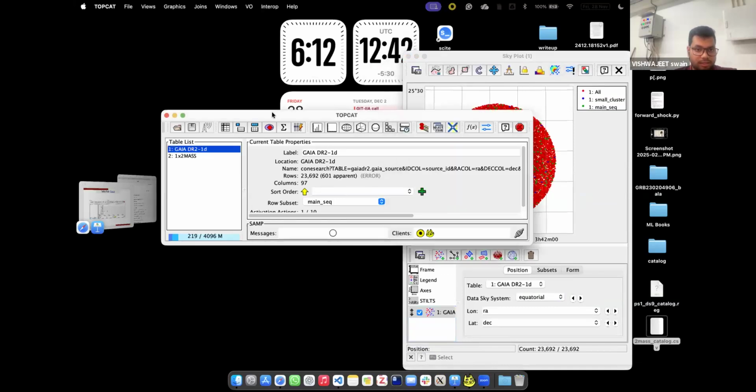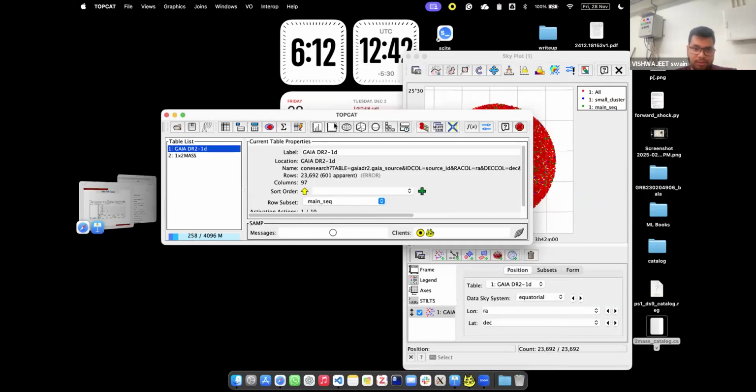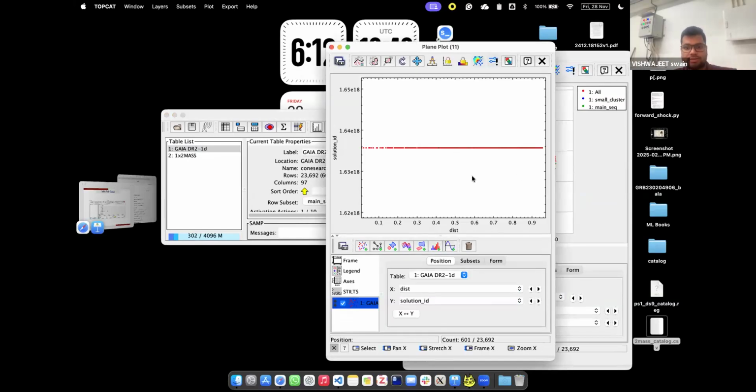So yes, now you have all plotted this. You see how to get the sky plot. Now we are going to plot a 2D plot. Sorry, 2D plot, this one. So here you will get the tab to plot anything from the columns of that particular catalog.